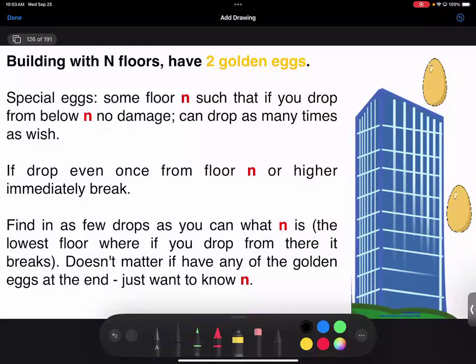Okay, so the goal is to find, in as few drops as possible, what is that critical floor for this building? It does not matter if you have any eggs left over at the end of the day. I'm not going to give you extra credit. I'm not going to give you $1 million.